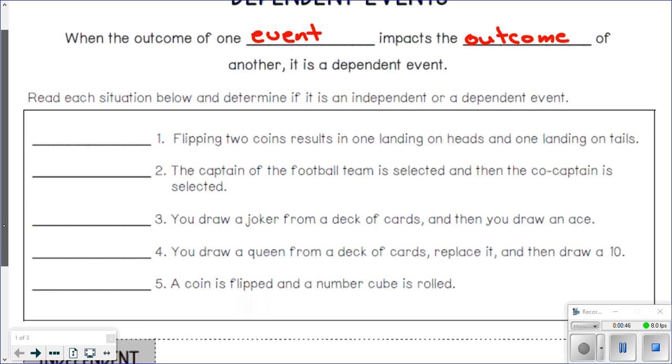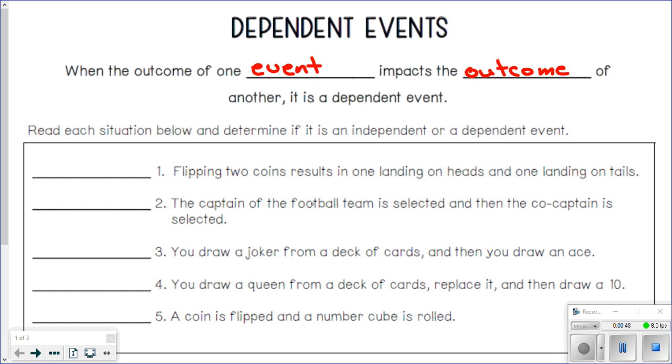Read each situation below and determine if it's an independent or a dependent event. The first one says flipping two coins results in one landing on heads and one landing on tails. Did the flipping of the first coin have any effect on the flipping of the second coin? The answer is no. Whether you get heads or tails on the first coin has no impact on the second coin. So those are called independent events. They do not affect each other. So, independent.